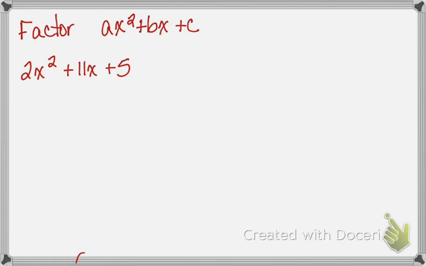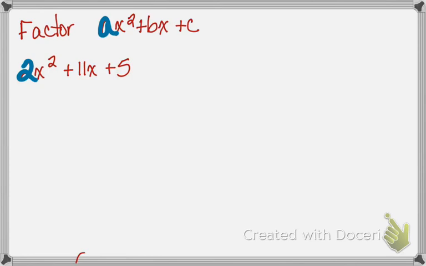The difference here is that we have a number other than 1 in front of our x squared. And typically, this is where students fall apart with factoring. You can master everything else, but this is where you need to spend some of your time.